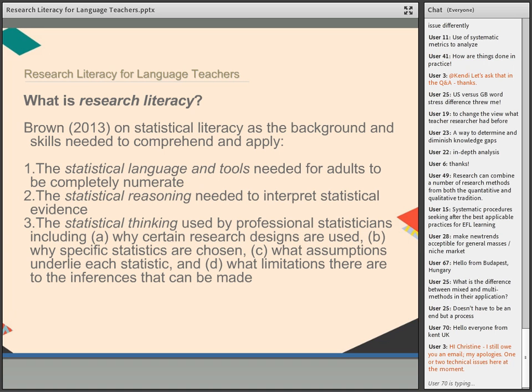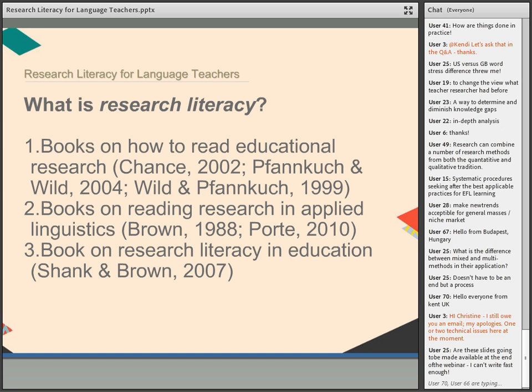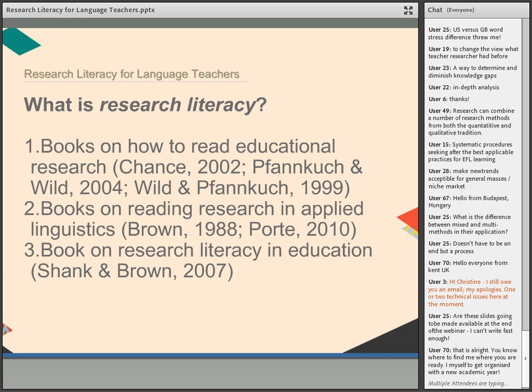I wanted in this discussion and in our book to broaden the idea of research and of research literacy as well. So we looked at a number of other sources. We found that there are books on how to read educational research, such as Chance 2002 and so forth. Those are all listed in our reference list if you're interested. And there are also books on reading research in applied linguistics, one that I wrote and one by Graham Port. Those are useful too, and they're also listed in our references. And then finally, we stumbled on a book on research literacy in education that covered research more broadly in the way that we wanted to as well.